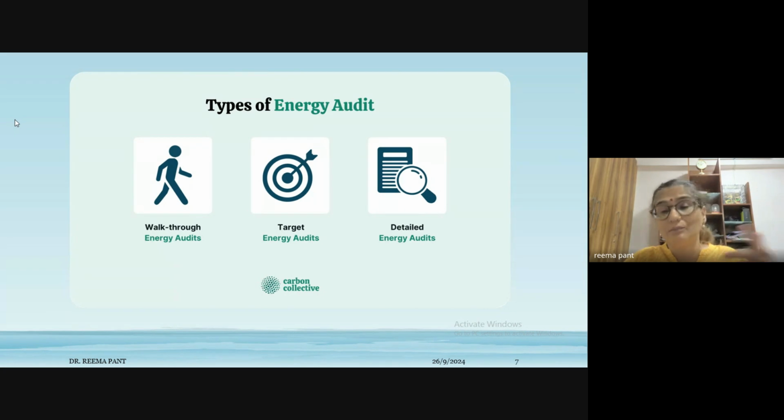So maybe you have some solar power areas, or maybe you have solar batteries running somewhere, or a certain part of your institution is running only on solar. All those also need to be taken into account when you are doing your energy audits. Next.